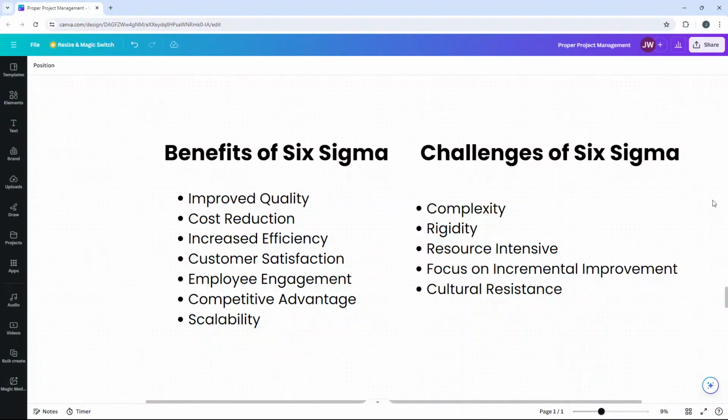The focus on incremental improvement can also pose a challenge because Six Sigma primarily targets small changes rather than radical innovation, and this can be a problem for some organisations. And also there can be cultural resistance as well. The emphasis on data and structured methodologies can face resistance from employees used to traditional or more flexible approaches.